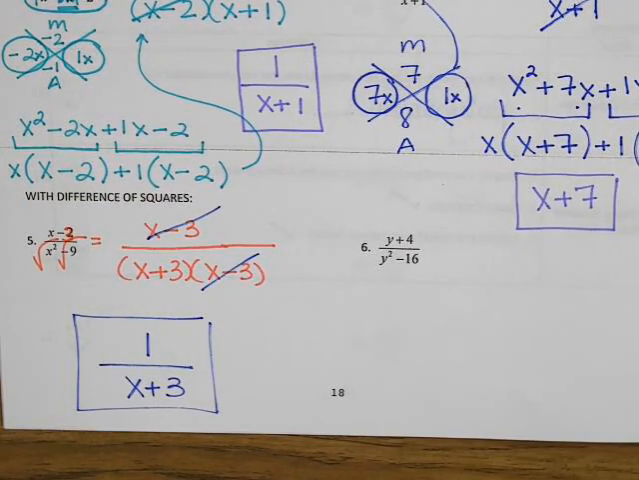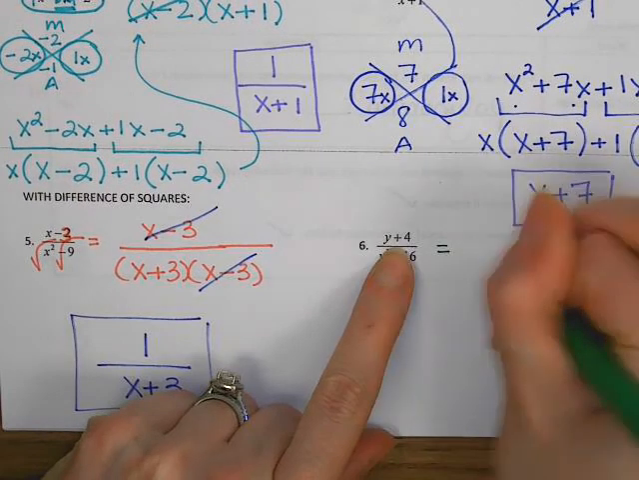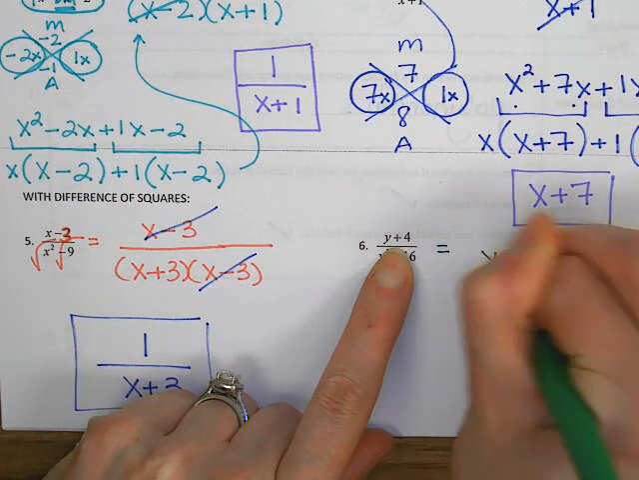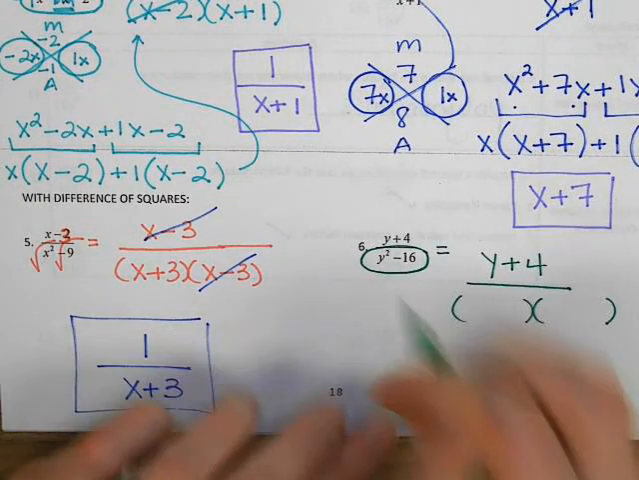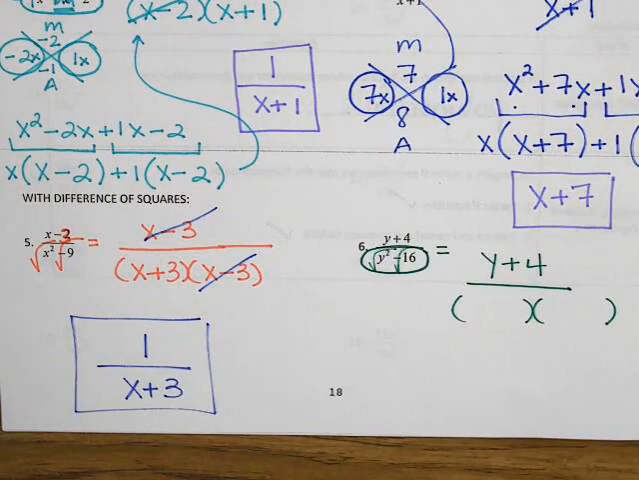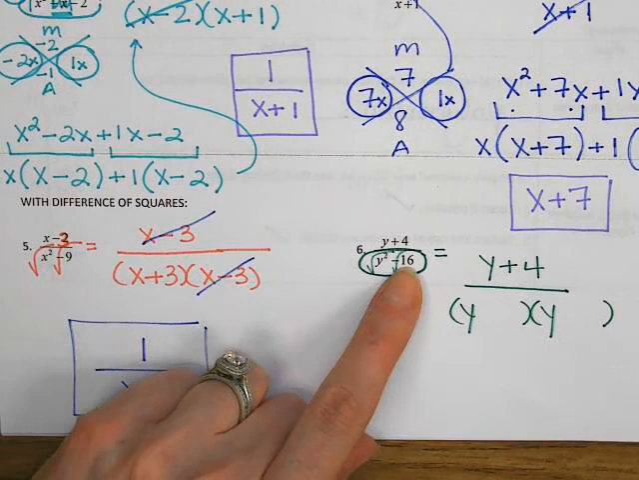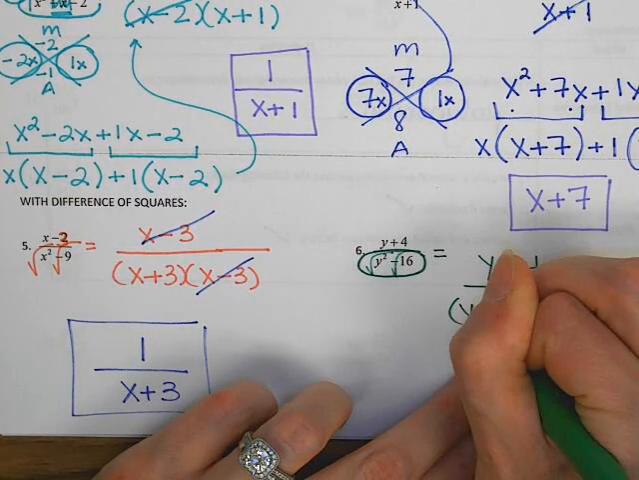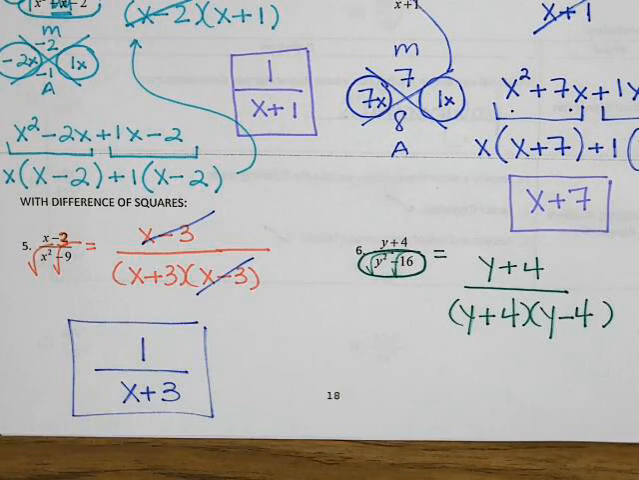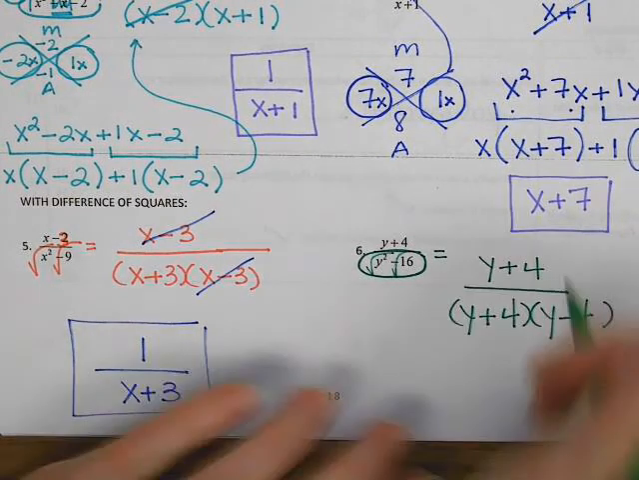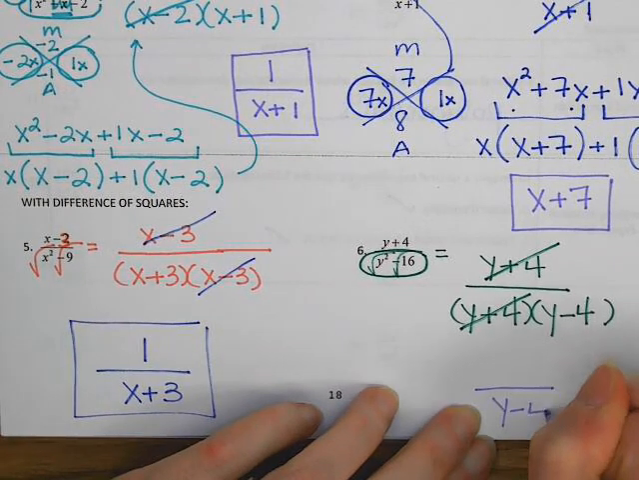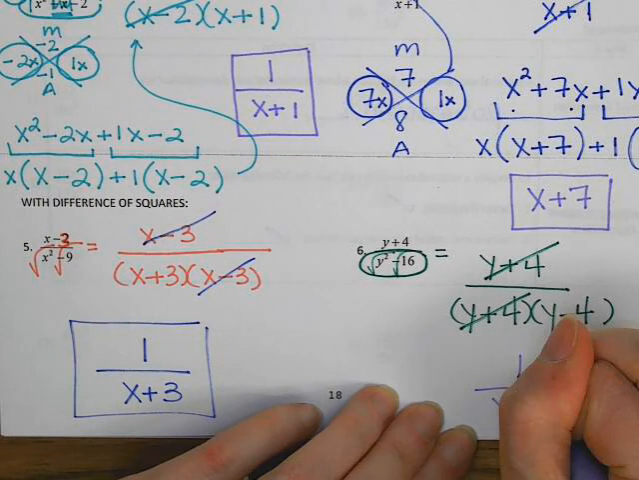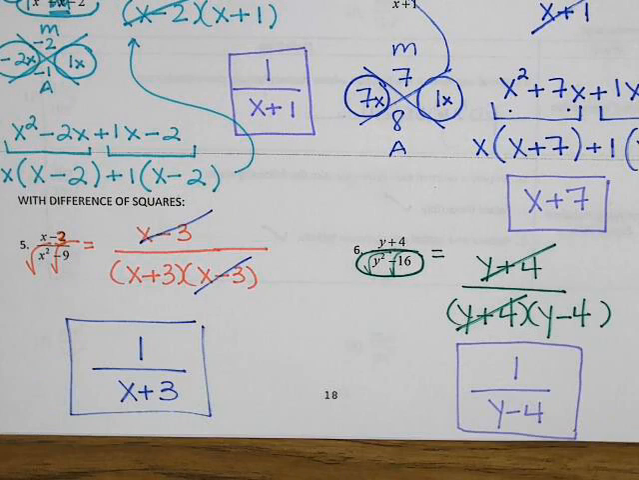Okay, last one, guys, number 6. Y plus 4, there's nothing to do. But y squared minus 16 is the difference of two squares. All right, so it's y, and then the square root of 16 is 4 and 4, and remember, one's plus and one's minus. Difference of squares. And then these cancel, and then whatever's left is your final answer. So the y minus 4 is in the denominator. Since nothing's left, we put a 1. So it's 1 over y minus 4.